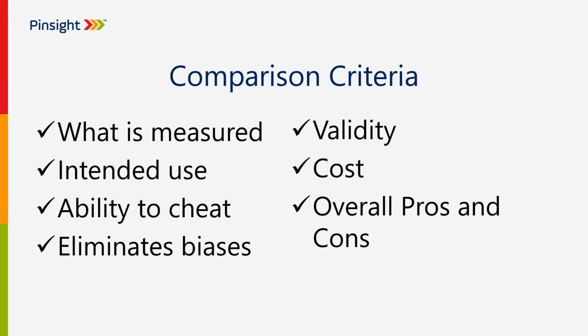And then we'll have 7 different comparison criteria that we'll talk through. The first one is what is measured. Are we measuring personality? Are we measuring skills? Are we measuring cognitive ability? We'll talk through what is intended to be measured in the different categories of assessments, as well as the intended use. So is this hiring, selection, promotion, or whatnot?